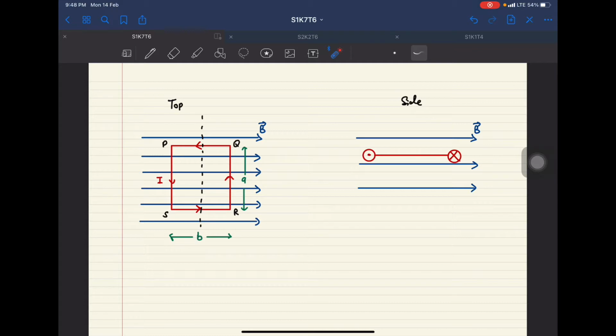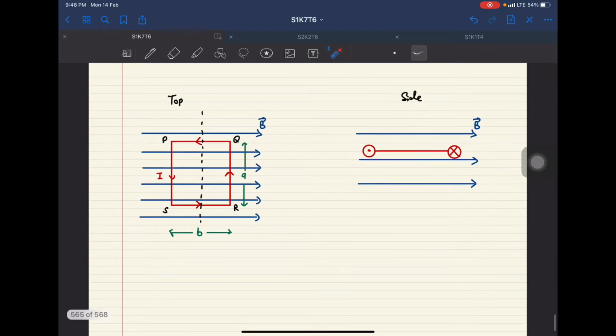In this example, we have a rectangular loop. I label it P, Q, R, and S, and then you have a uniform magnetic field. From the previous subtopic, you know that if you have a current carrying conductor sitting in a uniform magnetic field, it will experience a force. So in this case, we can look at these four segments separately, and then we discuss the direction of force.